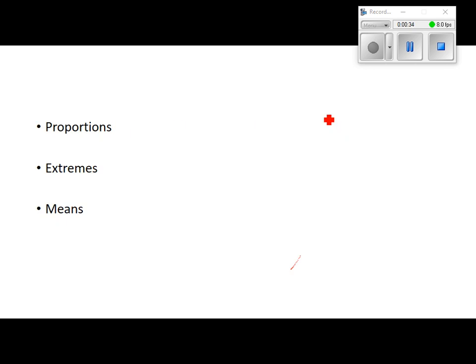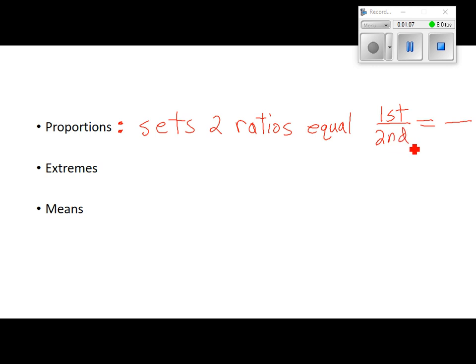A proportion. A proportion sets two ratios equal. I can't spell ratios. That's probably spelled wrong. I don't know. And I'm going to write it this way, and I want you to write it this way in your notes. This is called the first term, second term, third term, and the fourth term.